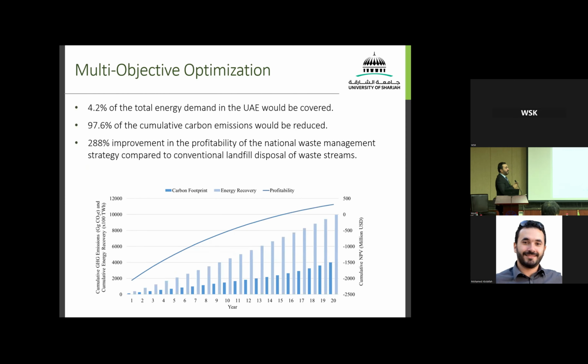So applying this optimized scenario, the waste to energy can achieve almost 4% of the total energy demand during the 20 years. It will cut 97% of the current emissions, and it will improve the profitability of the national strategy by 3 times compared to the existing one.